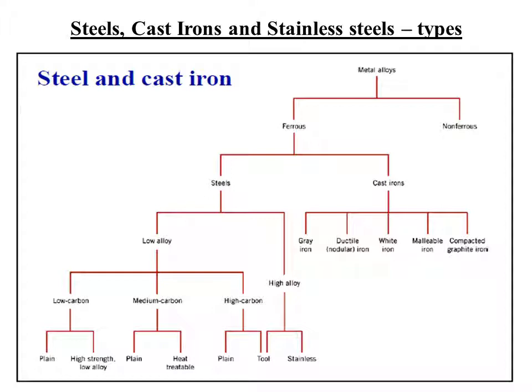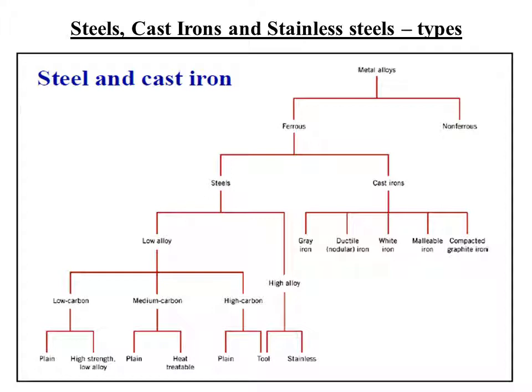In cast iron, there are different types: grey iron, ductile iron, white iron, malleable iron, and compacted graphite iron. In steel, you have low alloy steel and high alloy steel. Low alloy steel is low carbon, medium carbon, and high carbon, depending on the percentage of carbon.